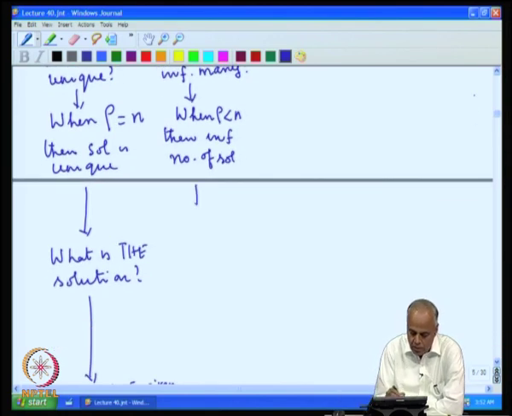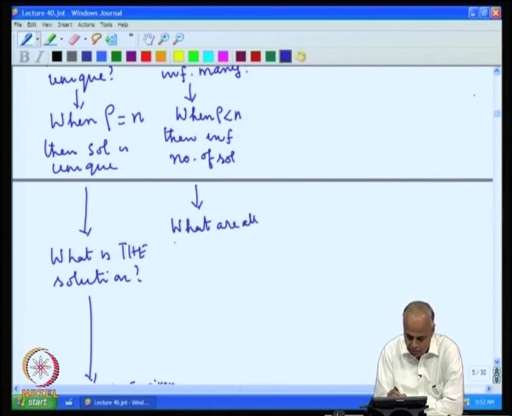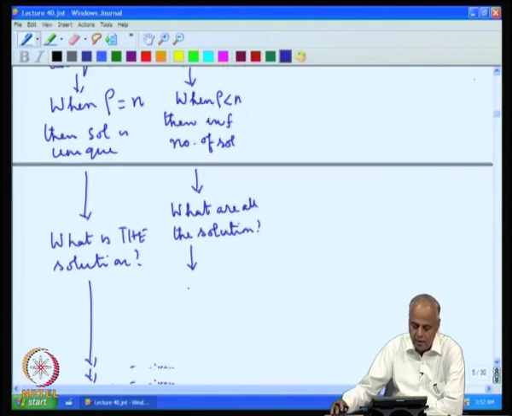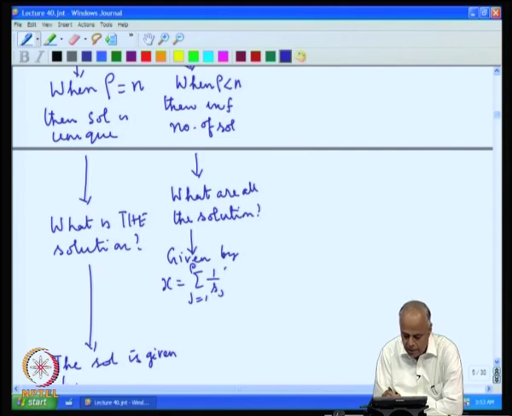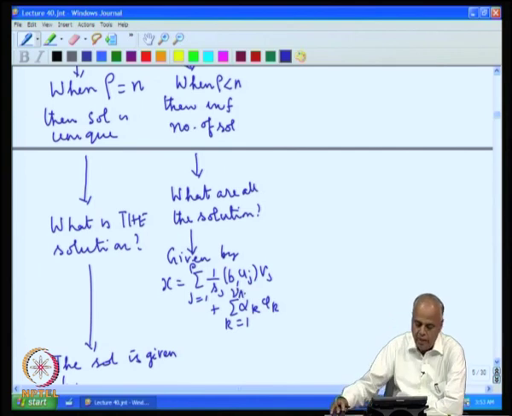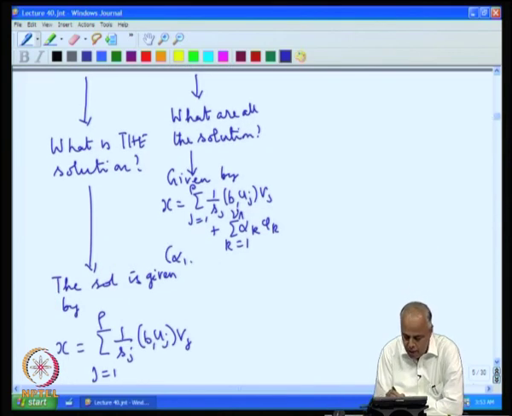Then we asked what are all the solutions. And now we know the answer, that they are all given by x equal to summation j equal to 1 to rho, 1 by S j b u j v j plus summation alpha k phi k, k equal to 1 to nu A, where alpha 1, alpha 2, alpha k are arbitrary.